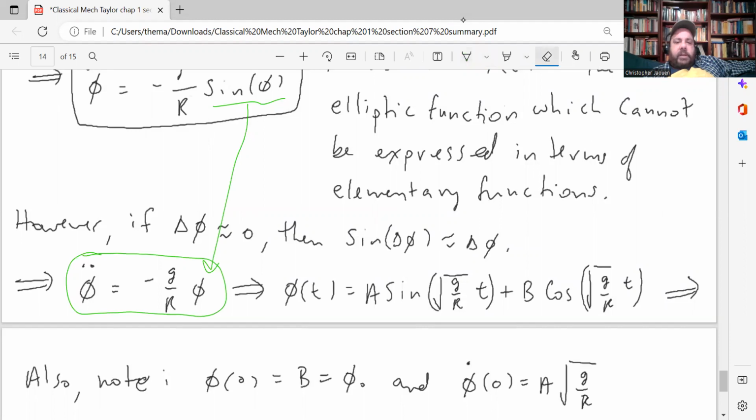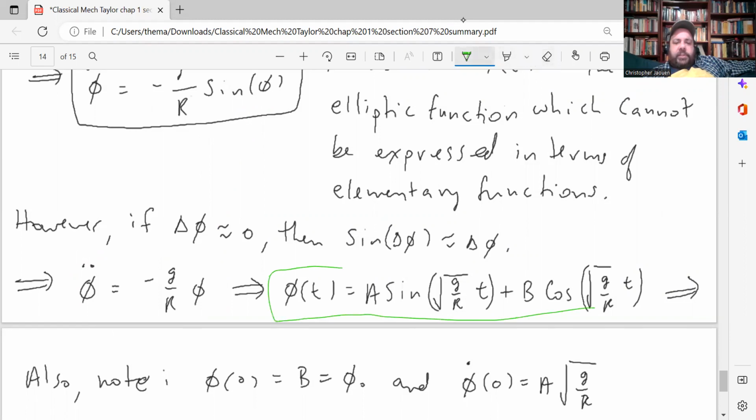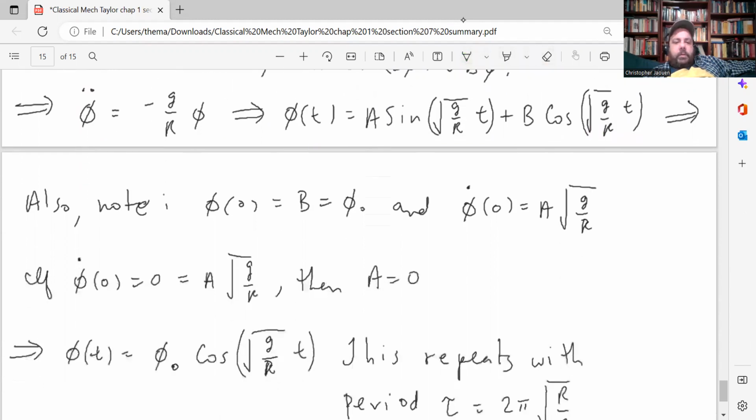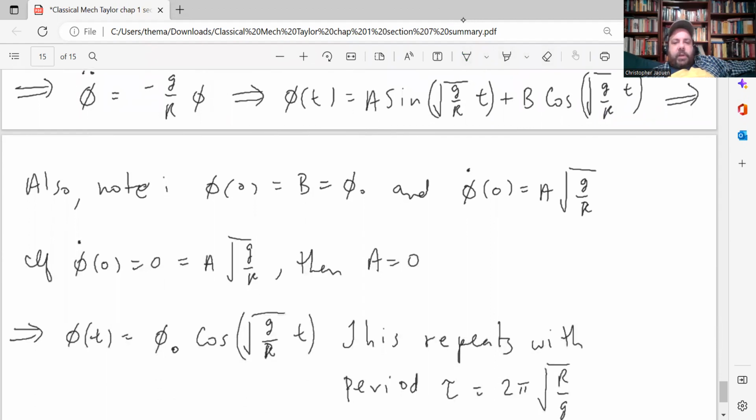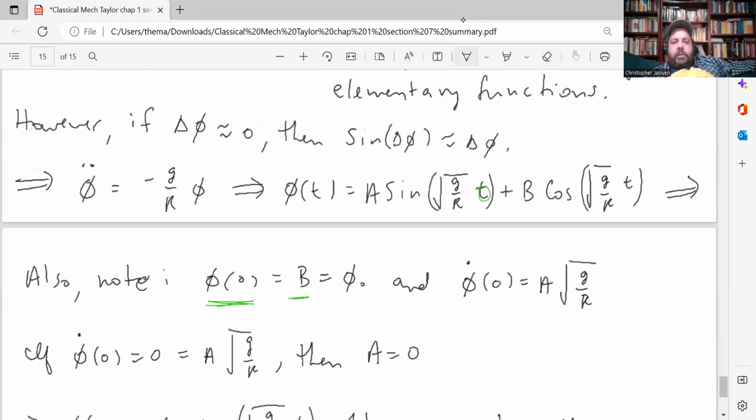So you can solve that by finding the general solution, which if you remember your differential equations, in this case is given by this expression here. And then we can figure out what the constants have to be. So phi of 0 is equal to b, because when you plug 0 in for t, sine of 0 is 0, so that term goes away. Cosine of 0 is 1, so you're just left with b. So phi of 0 is b, which we'll call the initial angle, phi 0.